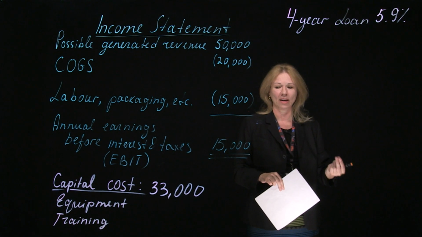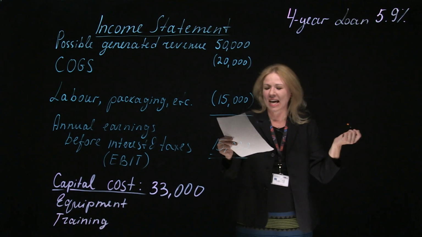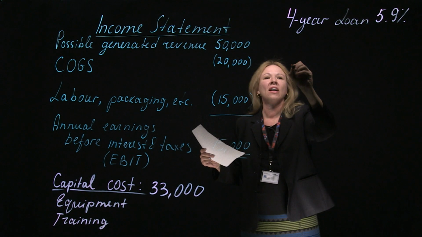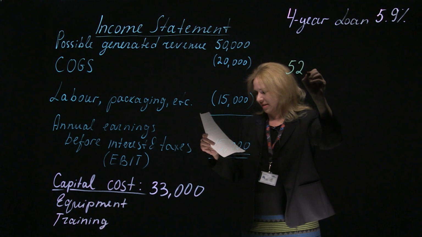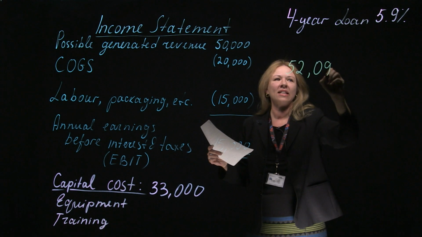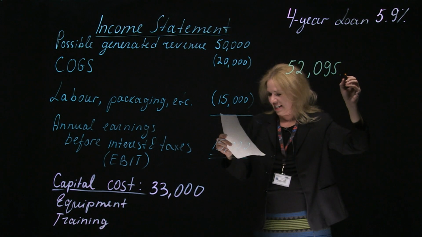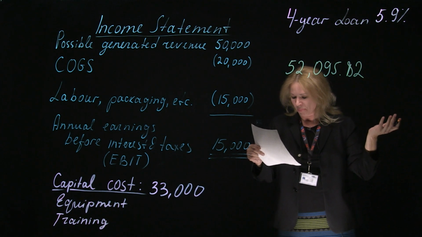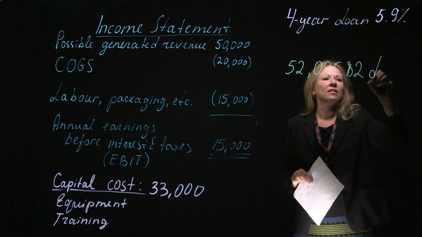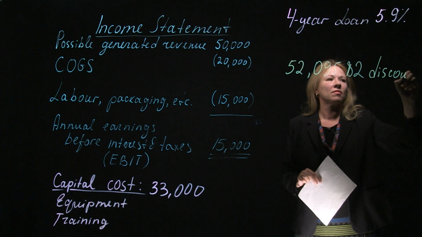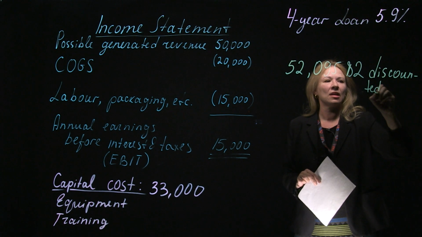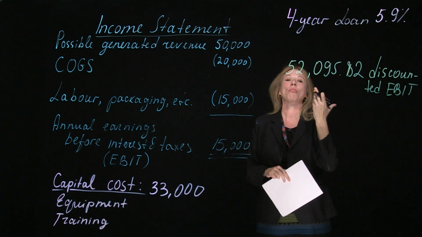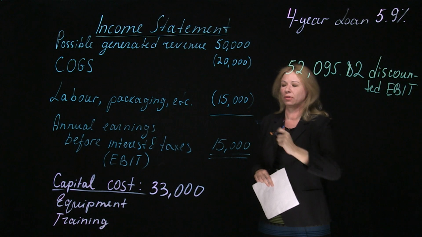Here for the annuity calculator. If you use this calculator, you will get $52,095 and 82 cents. You can omit cents, of course, as discounted earnings before interest and taxes, right? So this is your present value of your cash flows.